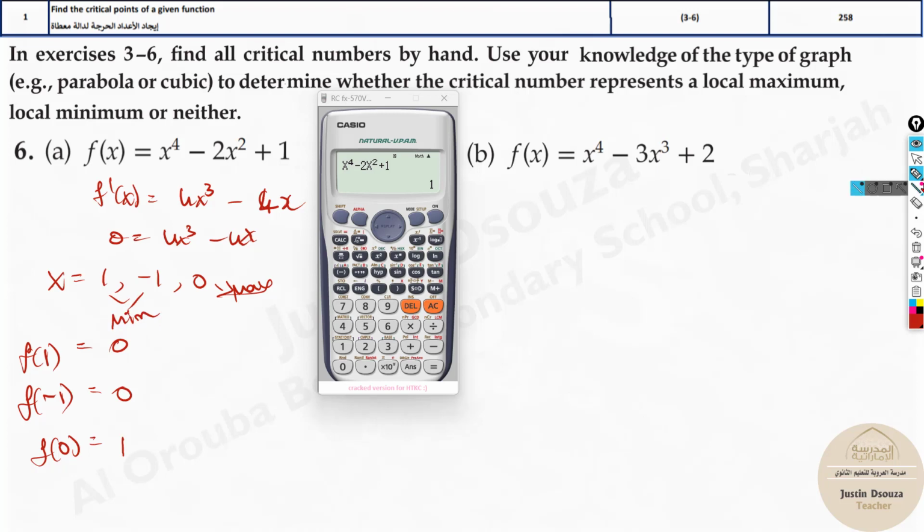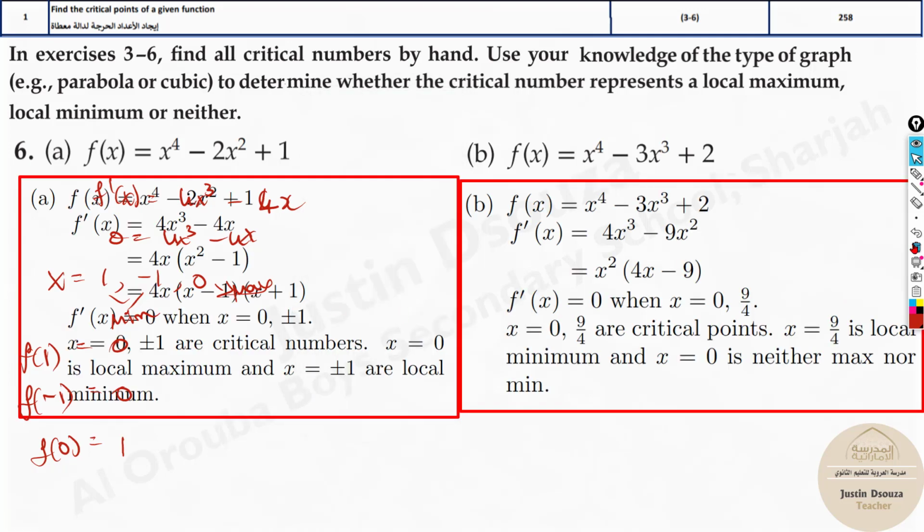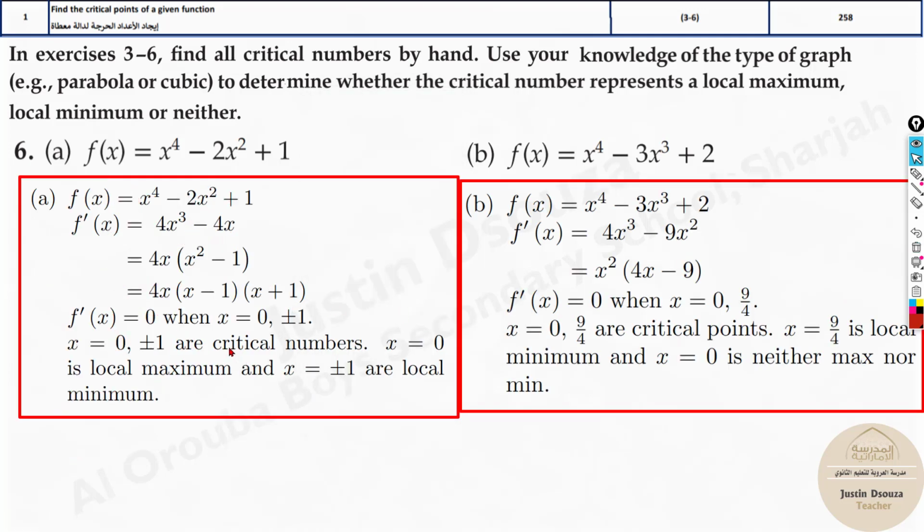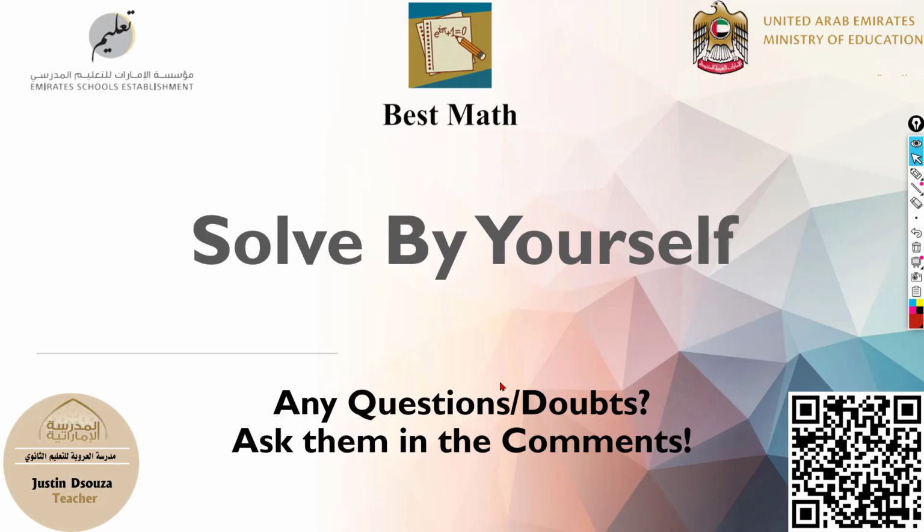That is how we can easily solve it. You can see here plus and minus 1 and 0 are critical numbers. The plus and minus 1 were minimum. Why? Because the value was 0, whereas x is equal to 0 is a local maximum, because we got 1 as the answer. Same way you can solve it. That's the end of this topic.